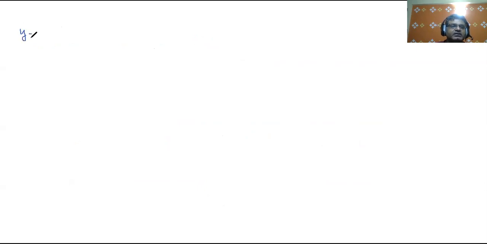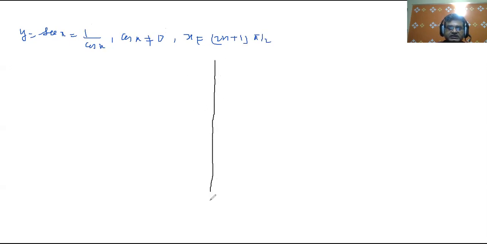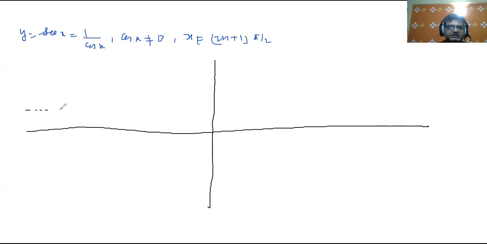Now we'll move to y equals sec x. Sec x means 1 upon cos x. It means cos x should not be equal to 0. It means x cannot be equal to an odd multiple of pi by 2. So the graph is, this is the support line, and here it is the support line.